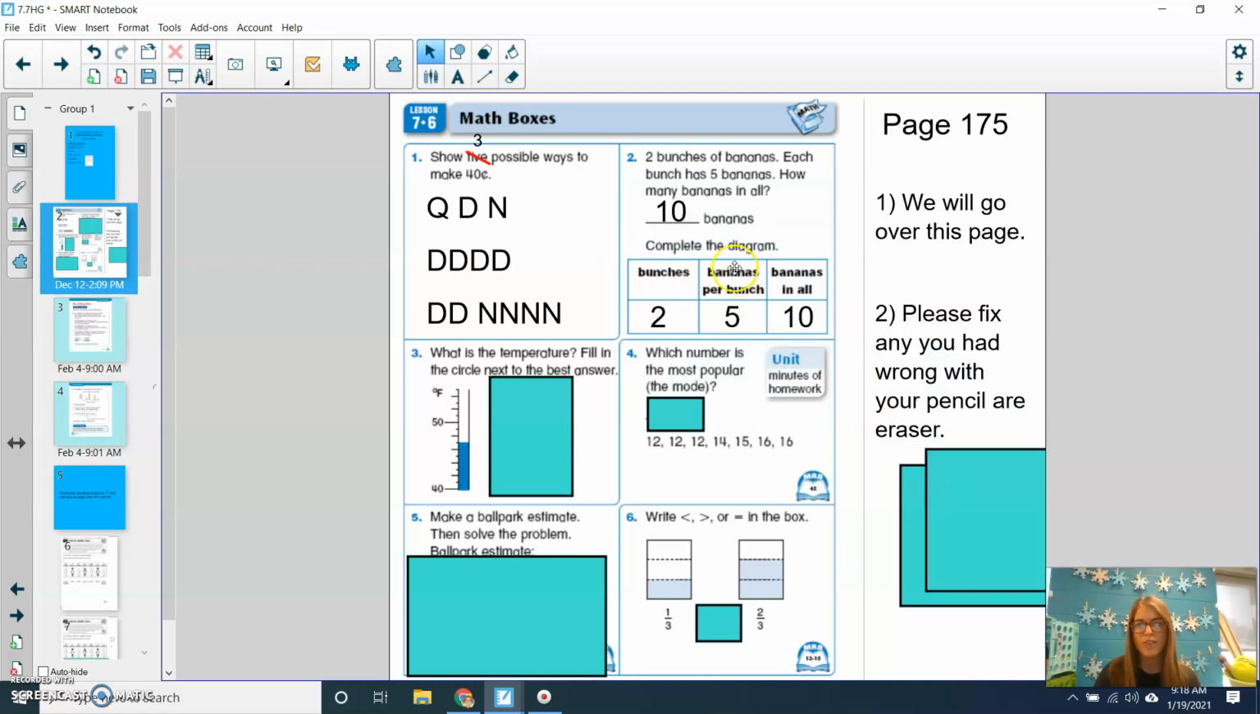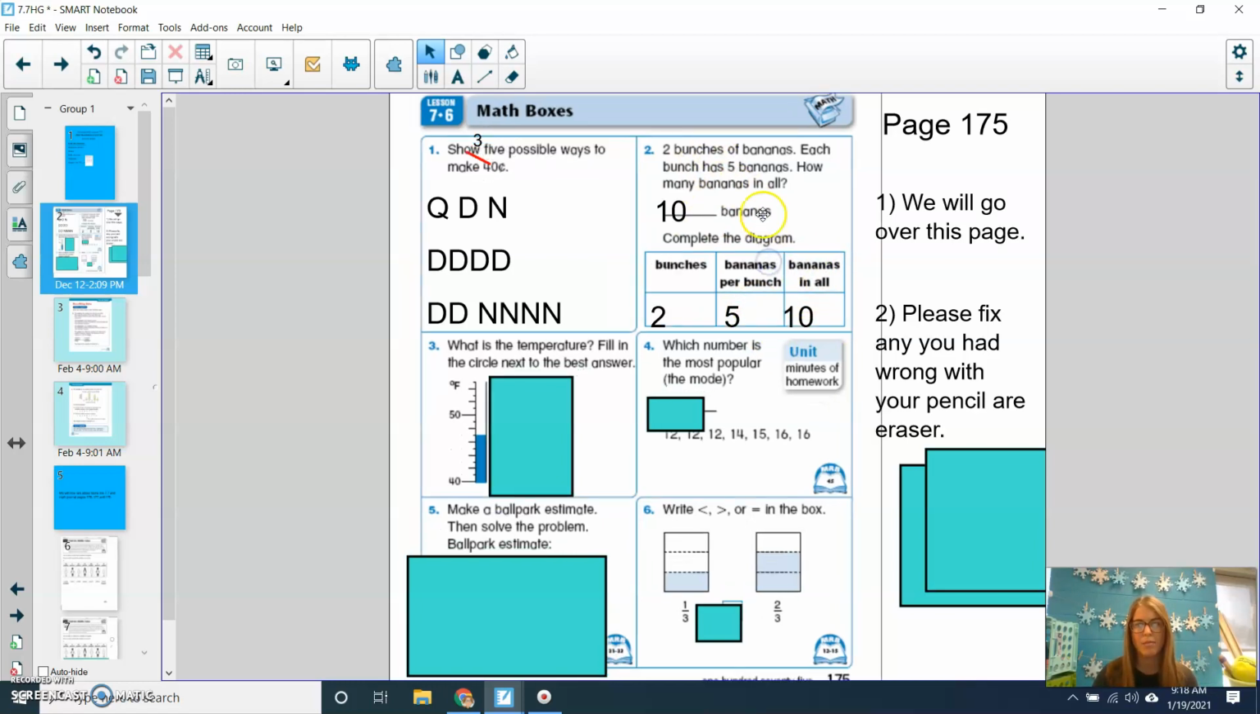For question number 2, 2 bunches of bananas. Each bunch has 5 bananas. How many bananas in all? So I have my 2 bunches, 5 per bunch. And so I know that 2 times 5, or thinking 5 plus 5, equals 10. So my total is 10 bananas.